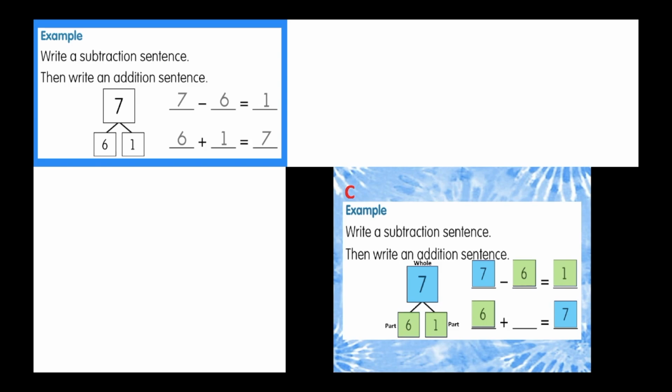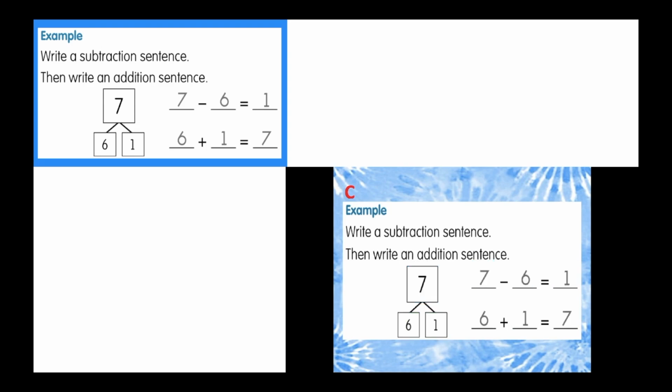Now I'm going to fill in my parts for my addition sentence. I'm going to use the parts 6 and 1 because those are the numbers provided in my number bond. It does not matter in what order my parts go into the addition sentence, as long as my 7 is on the side of the equal sign by itself, since it is the whole.